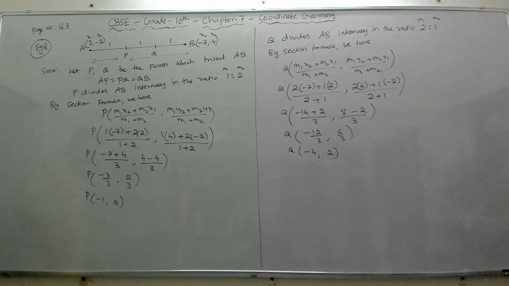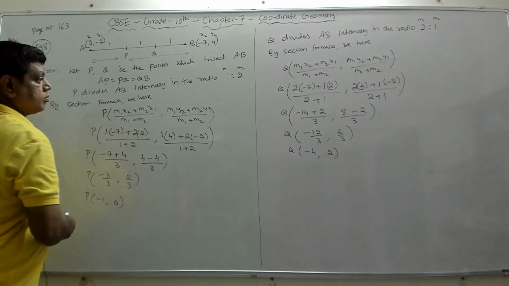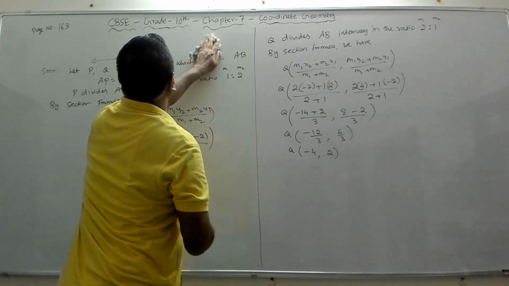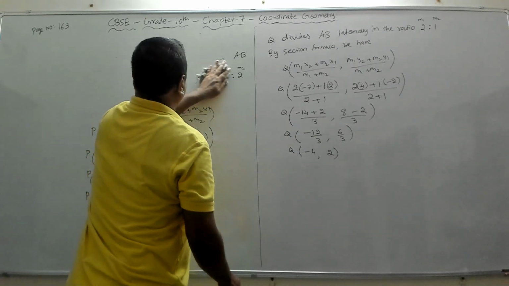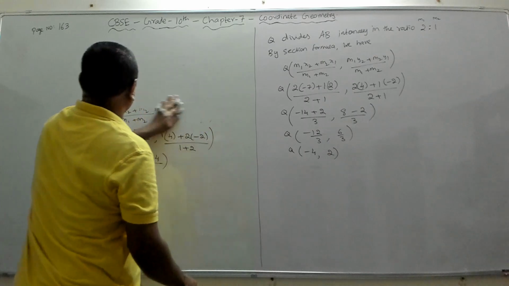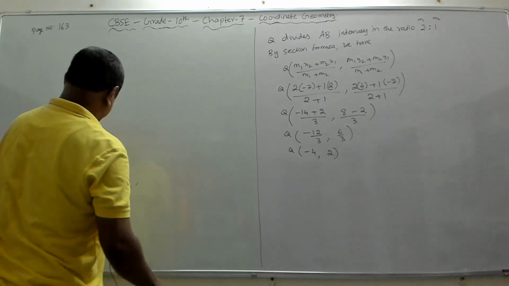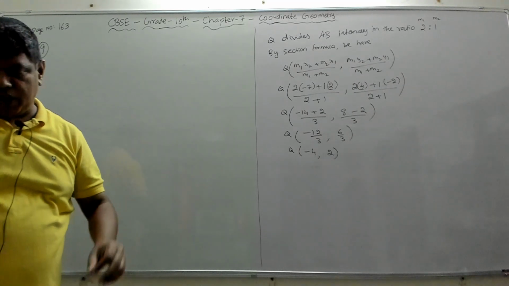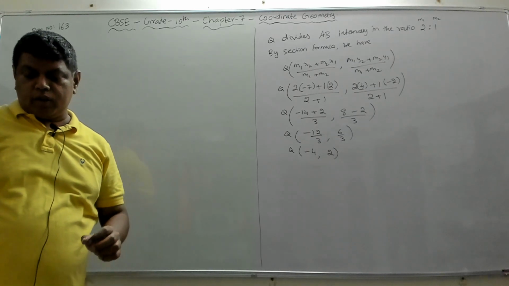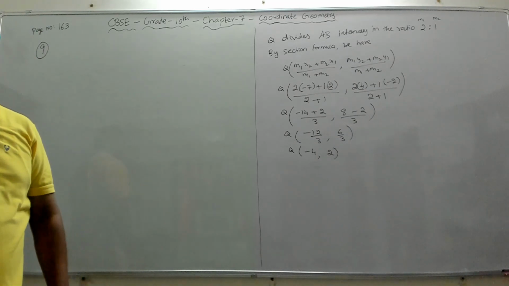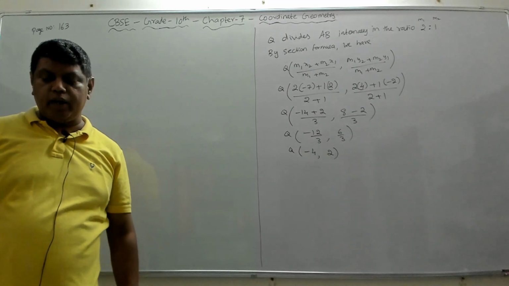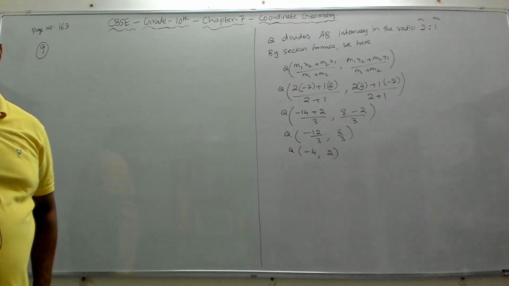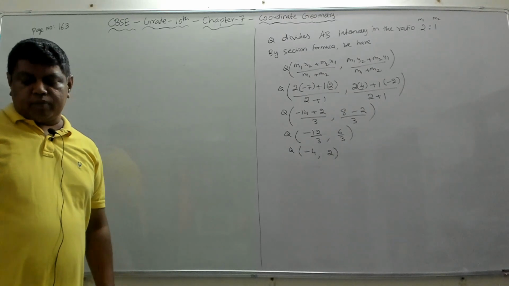I'll go to the next problem, which is problem number 9. So the ninth problem says: find the ratio in which the y-axis divides the line segment joining the points 5 comma minus 6 and minus 1 comma 4, and also find the point of intersection.